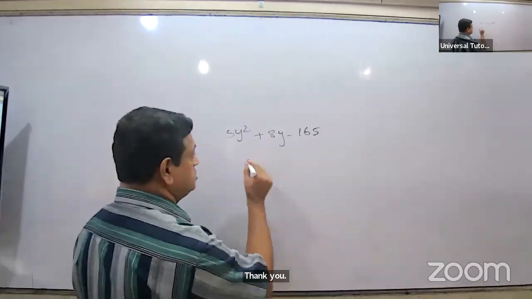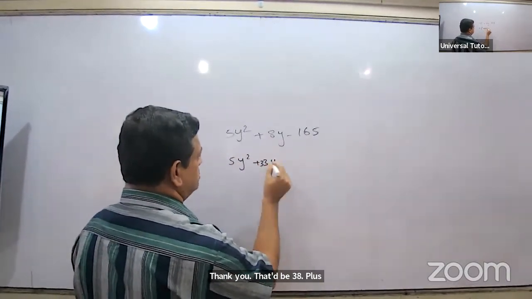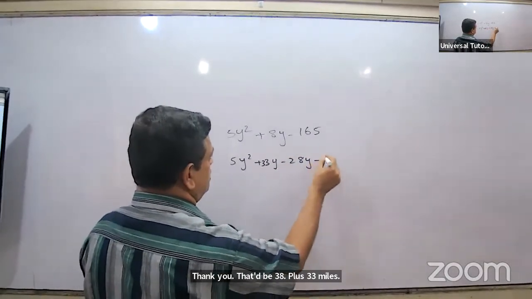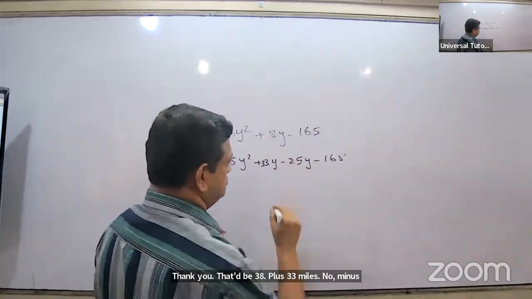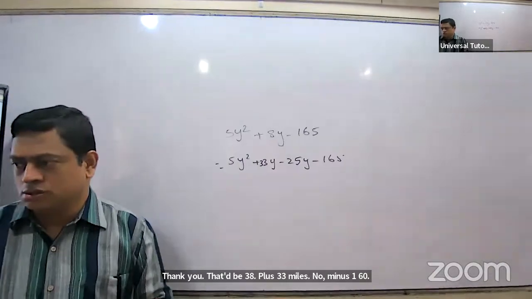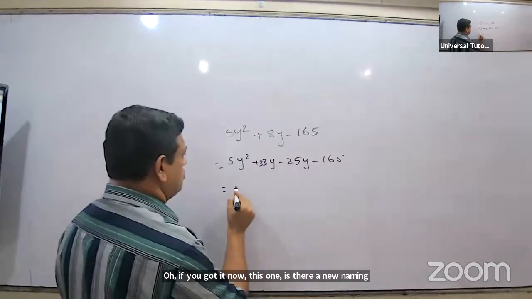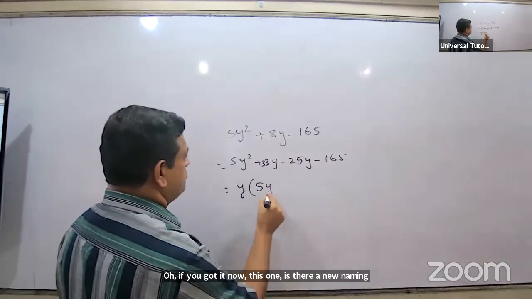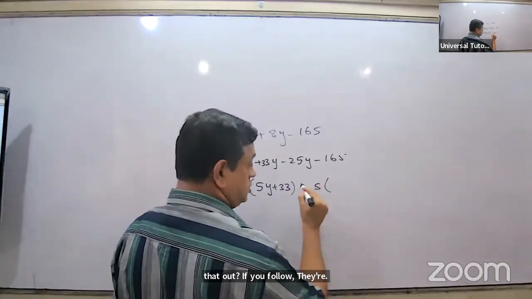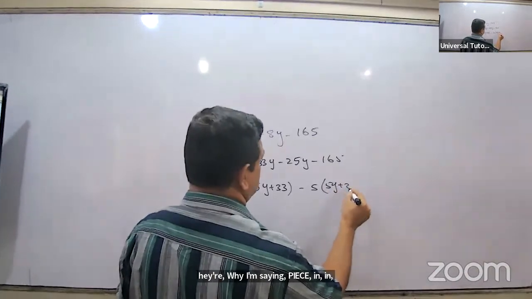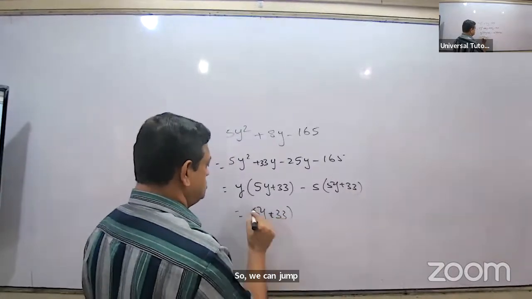33 and 28. 5y plus 33y. No, minus 28y. Minus 160. 25. All of you got it now, this one. Is there anyone having the doubt? If you followed, how did you get? This one now you can take y as common. 5y plus 33. Minus again 5 is taken common. Minus 5 is taken, therefore 5y plus 33. So it will come 5y plus 33 times y minus 5.